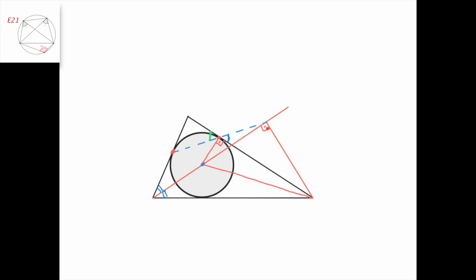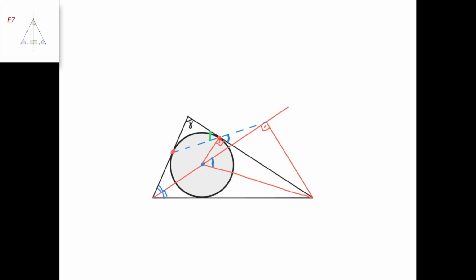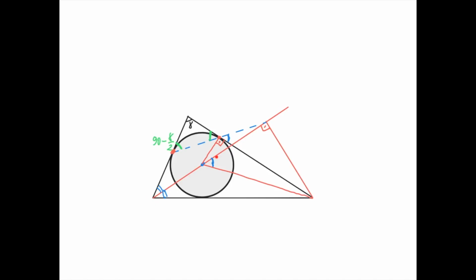Well, consider this quadrilateral. It is cyclic because we have a right angle here and a right angle here. And therefore, this angle equals this angle here. Suppose that this angle here is gamma. We know that this triangle is isosceles because this segment equals this segment because they're both tangent to the same circle. And therefore, this angle equals this angle. Now, using the fact that the sum of the angles in this triangle is 180 degrees, we get that this green angle is 90 minus gamma over 2. And now we need to show that this blue angle is also 90 minus gamma over 2.